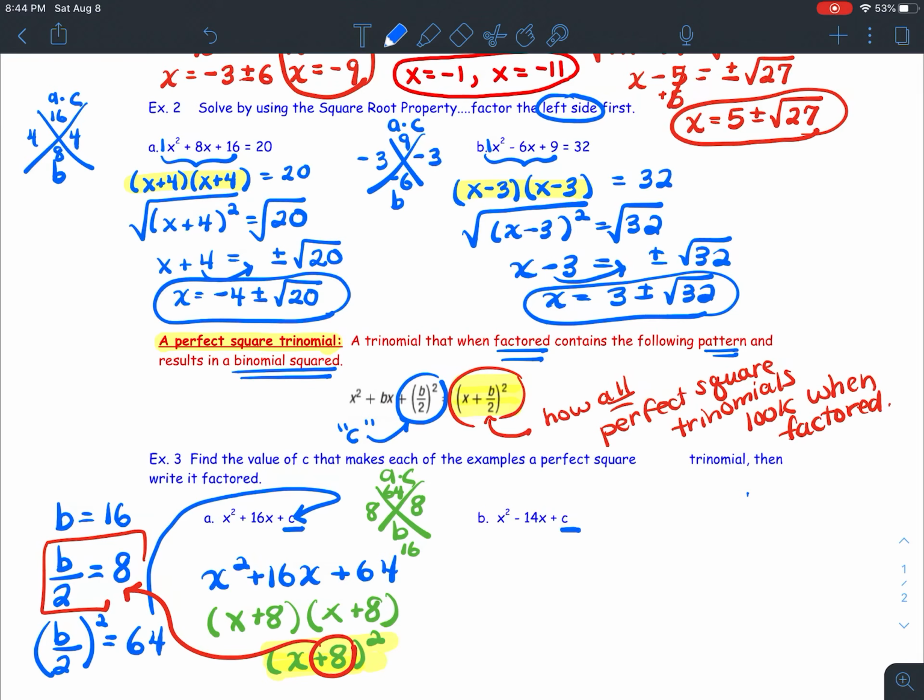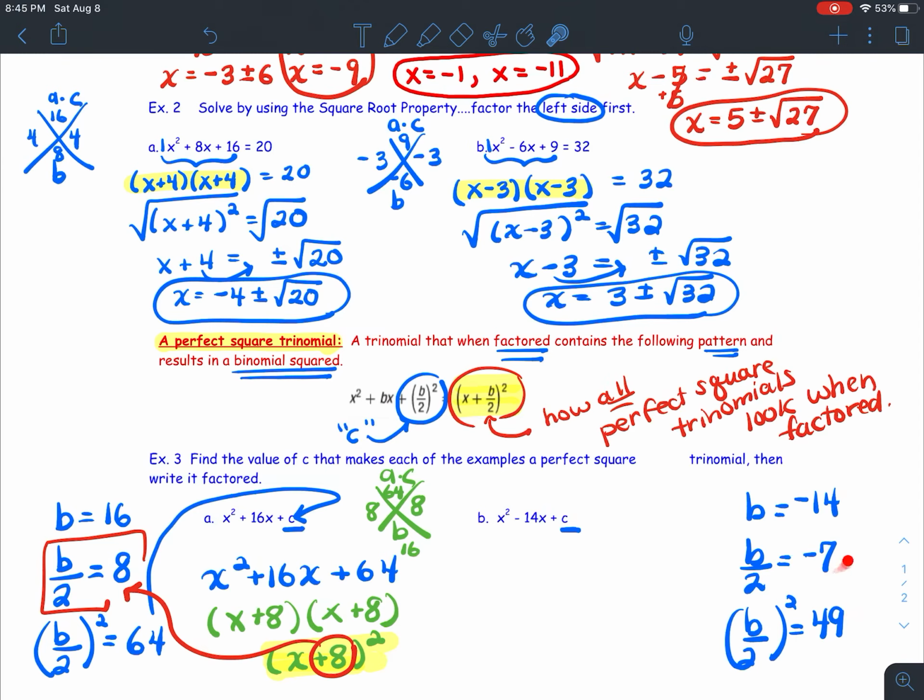We're missing a c value. According to this, the c value should be the b value divided by 2 and then squared. You're going to want to get into the habit of always writing down these three values along the side of your paper. We are working our way to the completing the square process, and this is going to make that easier. For this, the b value is negative 14. That value divided by 2 would be negative 7, and negative 7 squared would be 49.